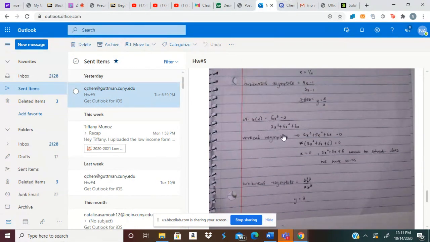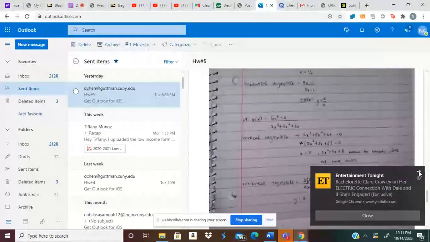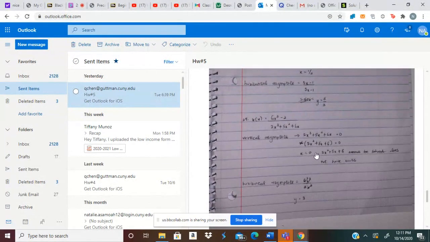So for vertical asymptote, I took the denominator to 0. So 2x cubed plus 5x squared plus 6x equals 0. And then I factored x out. But then I couldn't solve for this one because there were no factors. So I just did x equals 0, and then I put this there because it has no roots. And then for the horizontal asymptote, I just took the leading term, so 6x cubed divided by 2x cubed, and then I got 3.